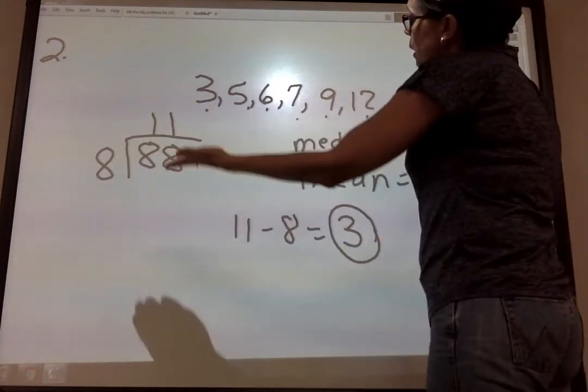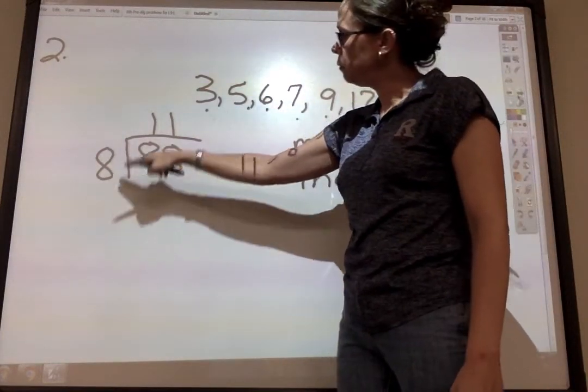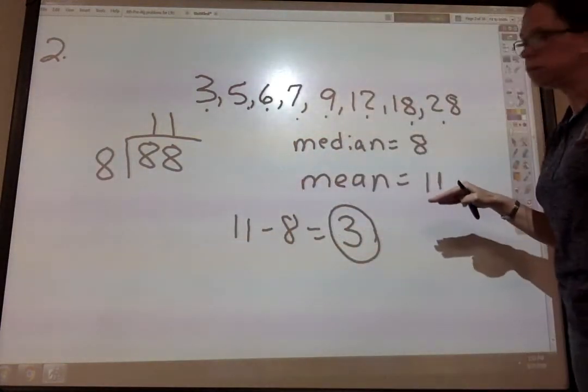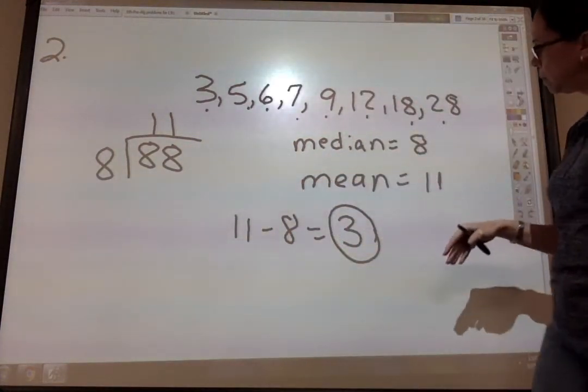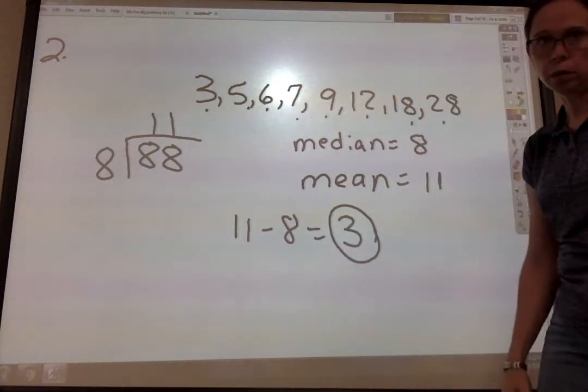Then I had to get the mean, so I had to add all my numbers together. I got 88. I divided by the 8. That's how many numbers there are. I got 11 is my mean. Okay, so it says how much bigger is the mean, so I said 11 minus 8, and the mean is 3 bigger than the median.